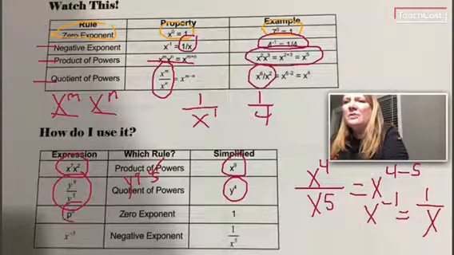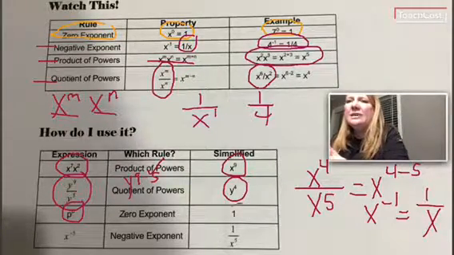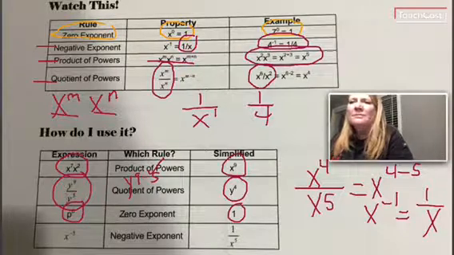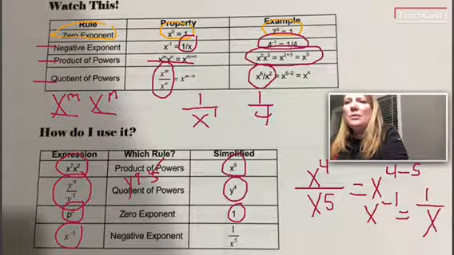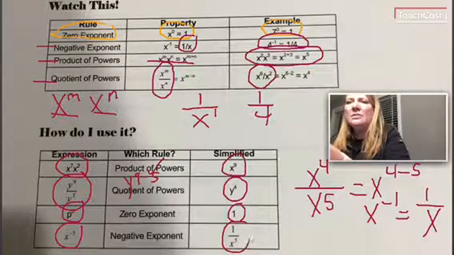p to the power of 0, again, anything raised to the power of 0 is simply 1. And then our last one, x to the power of negative 5, we just simply put the exponent in the denominator. 1 over x to the power of 5.